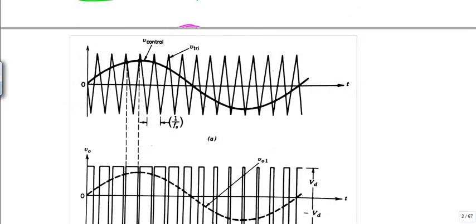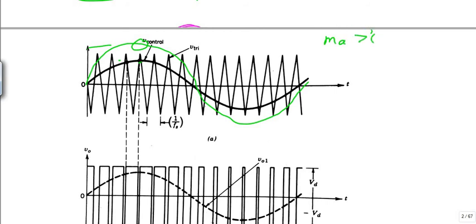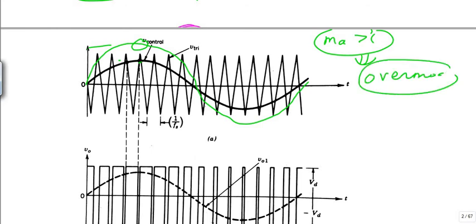Now assume a condition where I keep on increasing the amplitude of the reference signal. Assume a case where the amplitude of this reference voltage becomes more than the triangular voltage. Under this condition my MA will be greater than 1. This case is called over modulation.